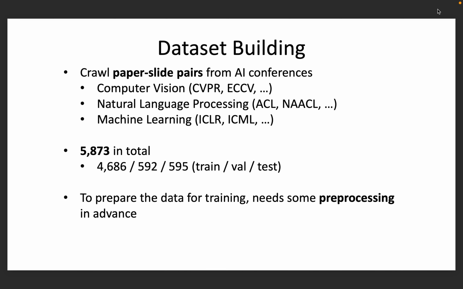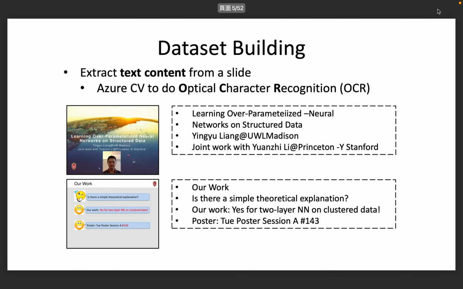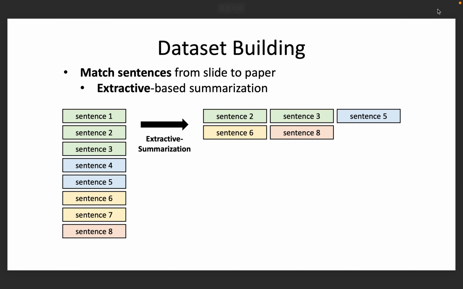Since those slides are originally in image format, we need some preprocessing in advance. For the paper, we just use Science Parse and PDFFigures to extract text and figure content. To extract text content from the slide, we adopt optical character recognition, aka OCR, to recognize it from the slide image. Then we have to match sentences from the slide to the paper.